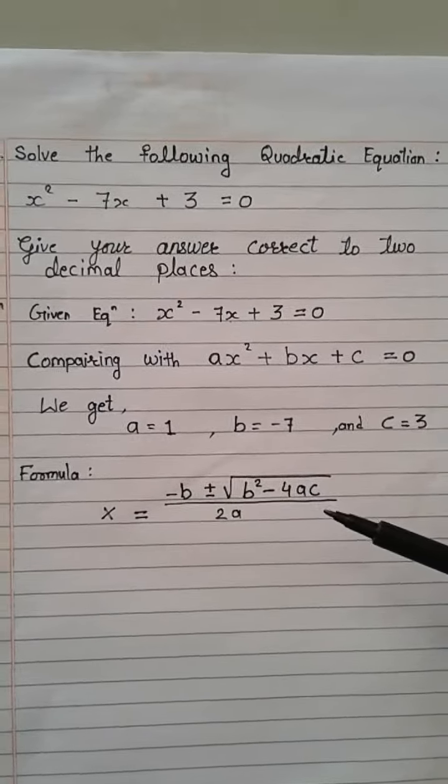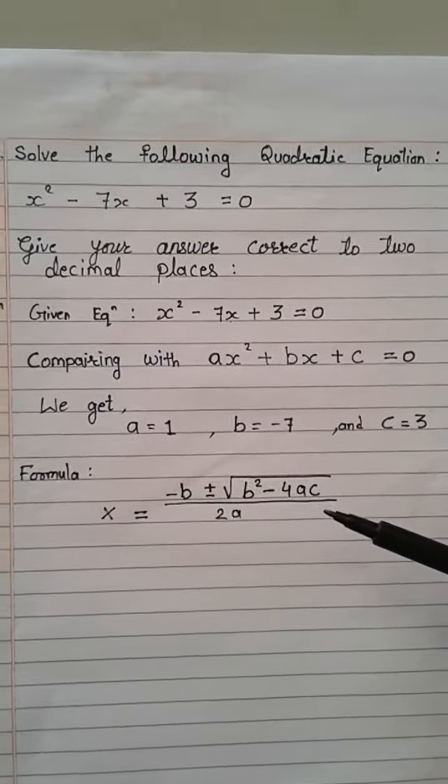Now here minus minus is plus. Under root, minus 7 square is 49. Minus 4 multiply 1 is 4, and 4 multiply 3 is 12. So minus 4 multiply 3 is minus 12, upon 2 multiply 1 is 2. Here we calculate this term. And now 49 minus 12 we calculate in our next term.